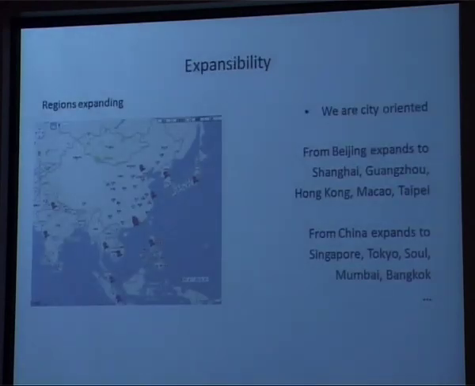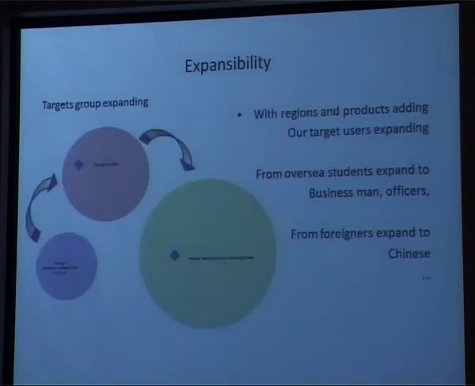And that is our expansion. We are a city-oriented website, so at first we just focus on some big cities, and then we can expand from Beijing and Shanghai to other cities in China and even in Asia. With regional expansion, our target users can expand from foreigners to Chinese and foreigners. And the third is category expansion. Some categories, like hotels, are very suitable for a business-to-customer model. So that's our category expansion.